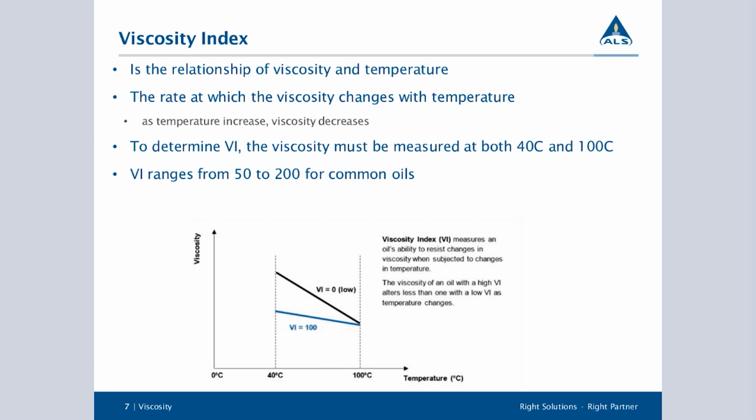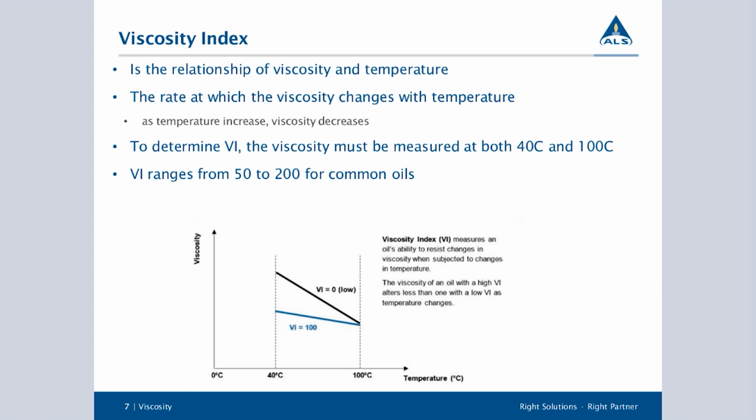And that slope of the graph is basically our viscosity index, because it's saying how much your viscosity changed when we increase temperature and when we decrease temperature. So it does have to be measured at 2 temperature points, and typically those temperature points are 40 and 100. And you have a viscosity index range from 50 to about 200 for common oils.